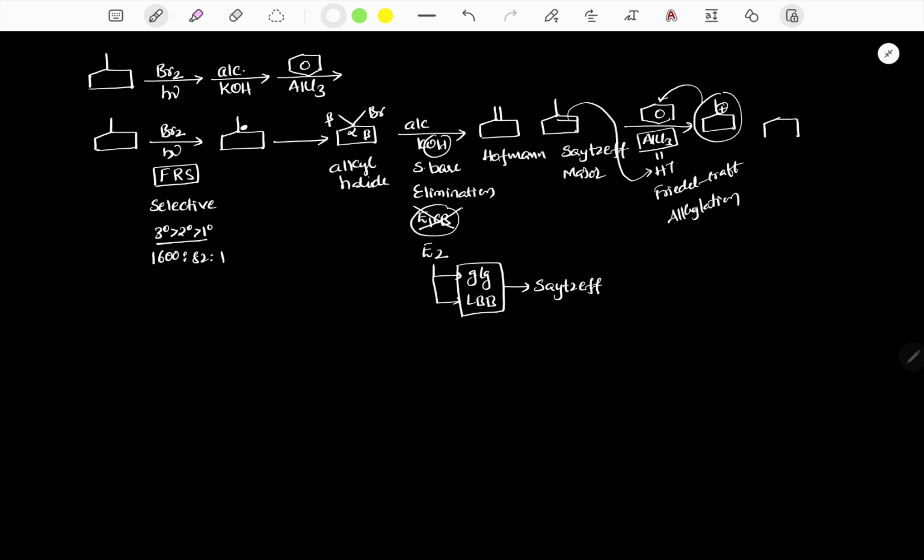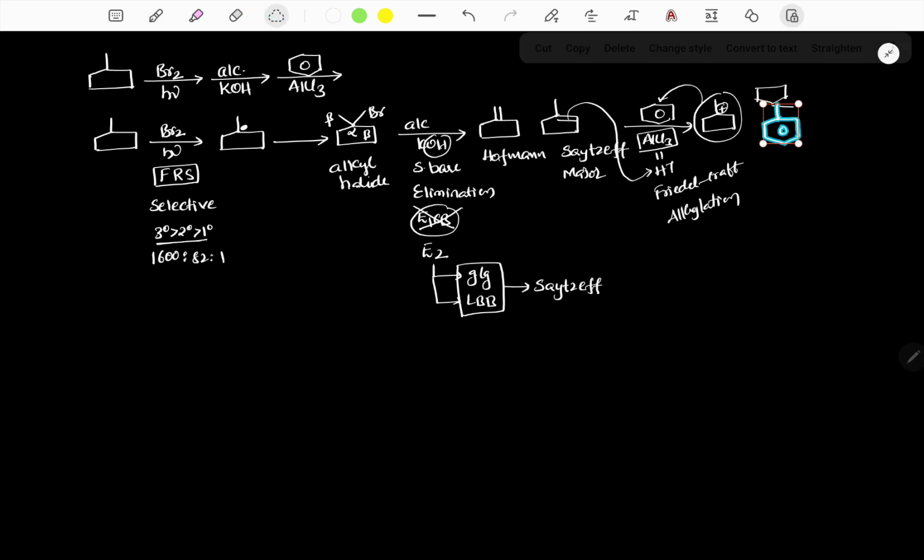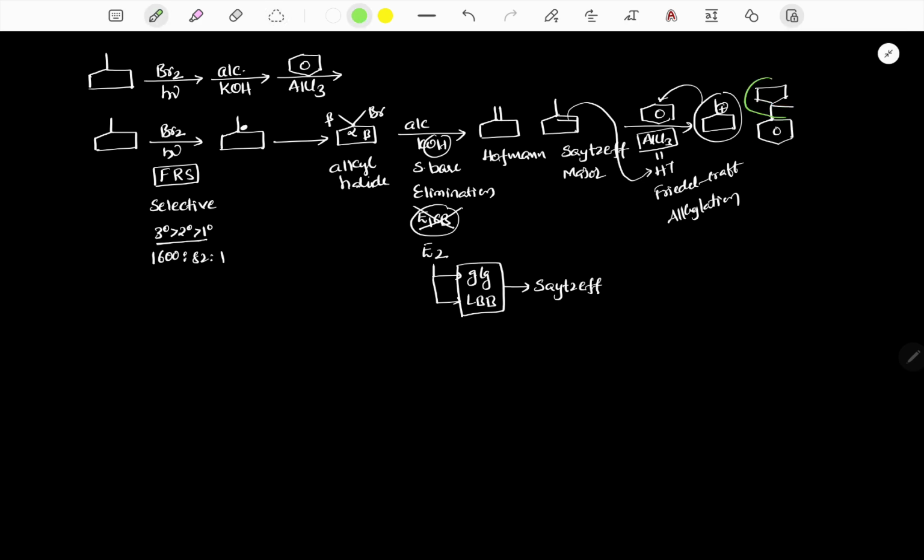Therefore, finally we get the corresponding Friedel-Crafts alkylated product. So it is our electrophile and it is our aromatic compound. This is a Friedel-Crafts alkylation. The first one is free radical substitution, the second one is elimination, and the third one is electrophilic aromatic substitution.